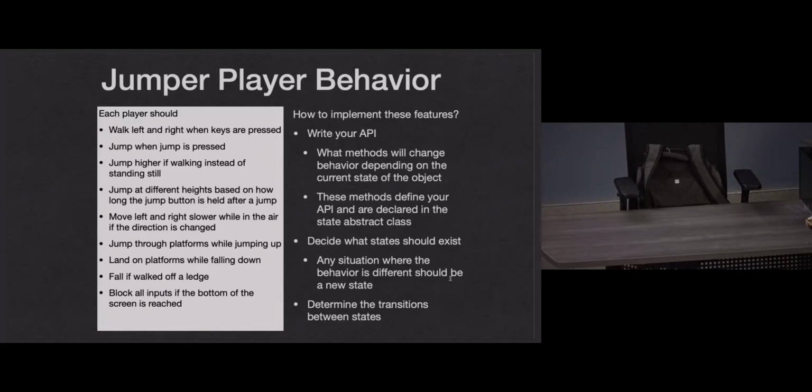Then decide what states should exist. When do we have a different set of behavior? Whenever one of those API methods changes its behavior, that's a new state. So I've got to pick apart any situation I can be in where I have a different set of functionality in the API methods. When does at least one method do something different, have different behavior? That's a new state. And finally, deciding all my state transitions.